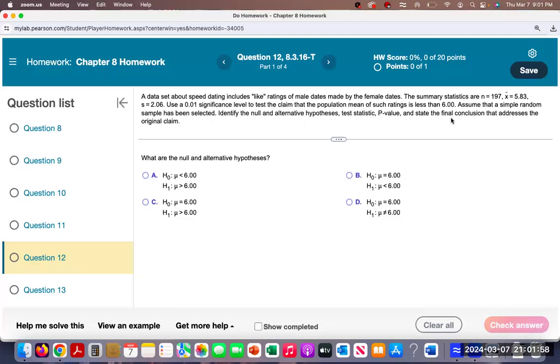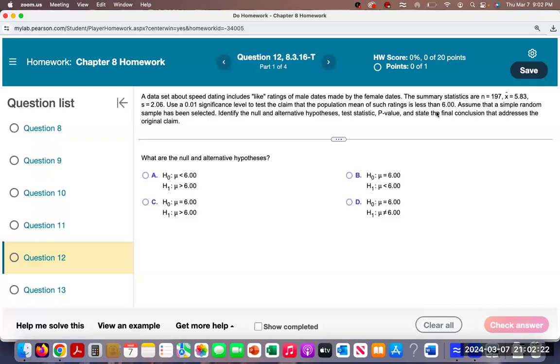So there are two requirements that must be met in order to test the claim about a population mean when the population standard deviation is not given, using the t-distribution. And that is the case here. We're doing a hypothesis test about the population mean, and the population standard deviation is not given. So we're going to have to do a t-test.